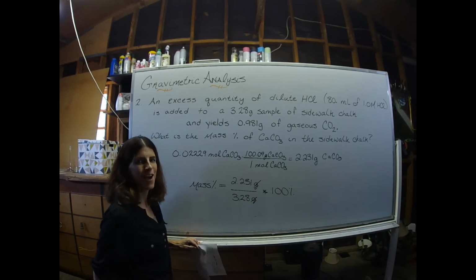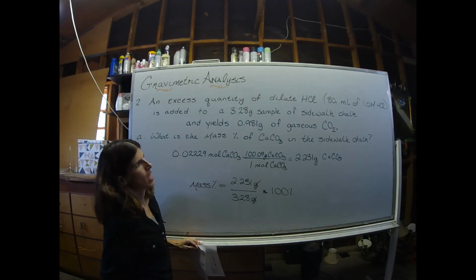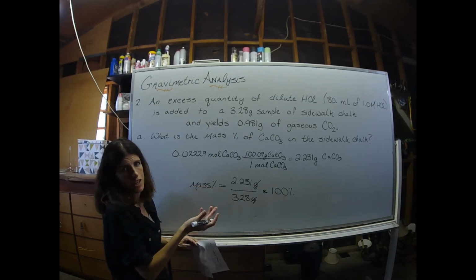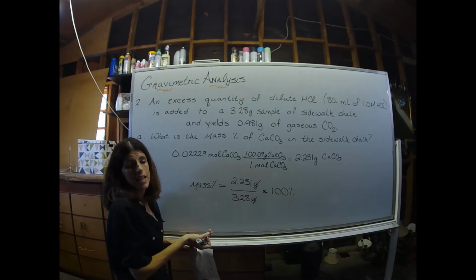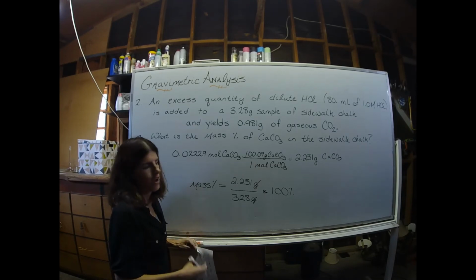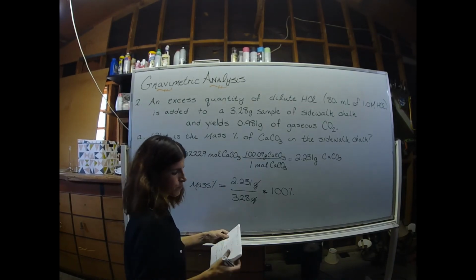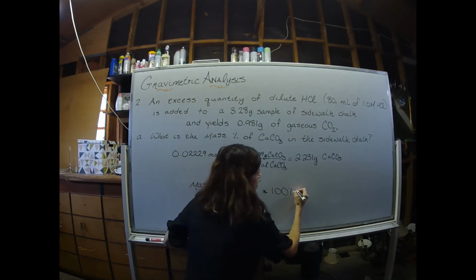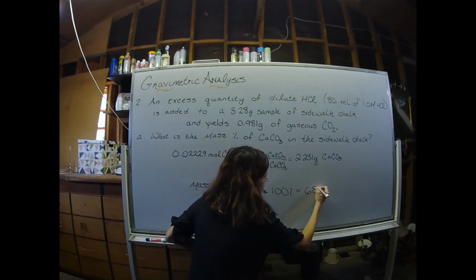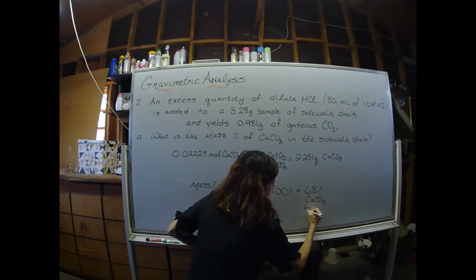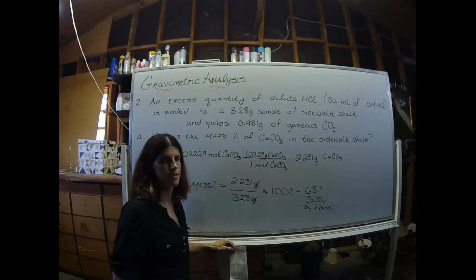I rounded my final answer to 2 sig figs because I only had 2 sig figs in the hydrochloric acid information. And that does impact the precision of my final value. So 2 sig figs, I got 68% calcium carbonate in the sidewalk chalk, by mass. So 68% calcium carbonate by mass.